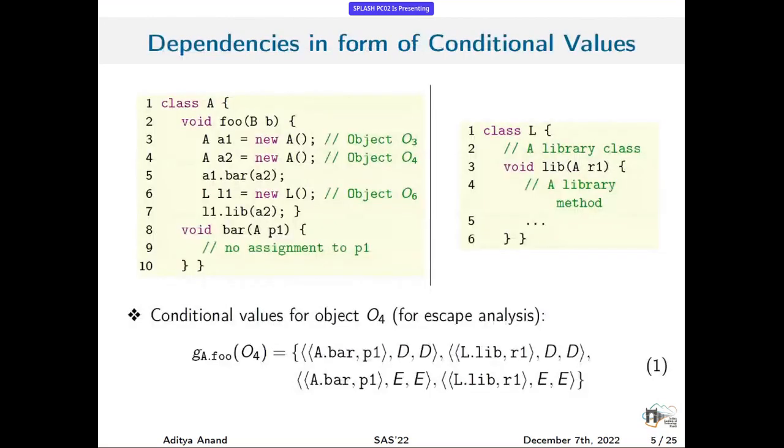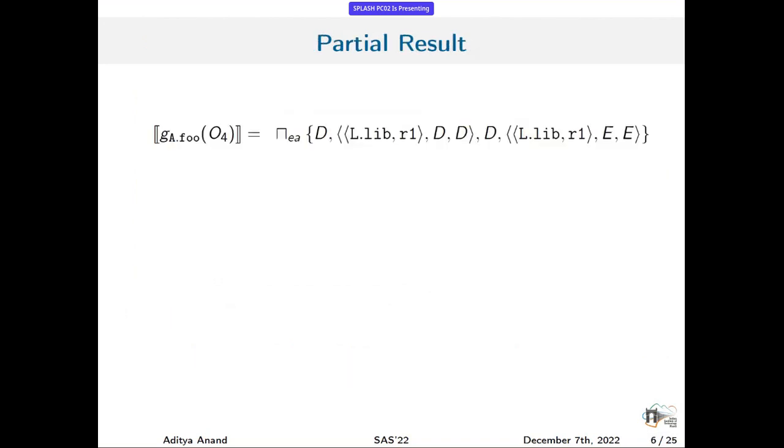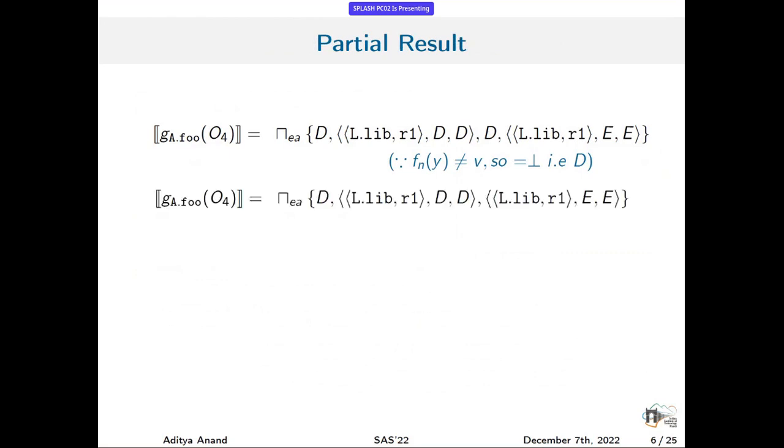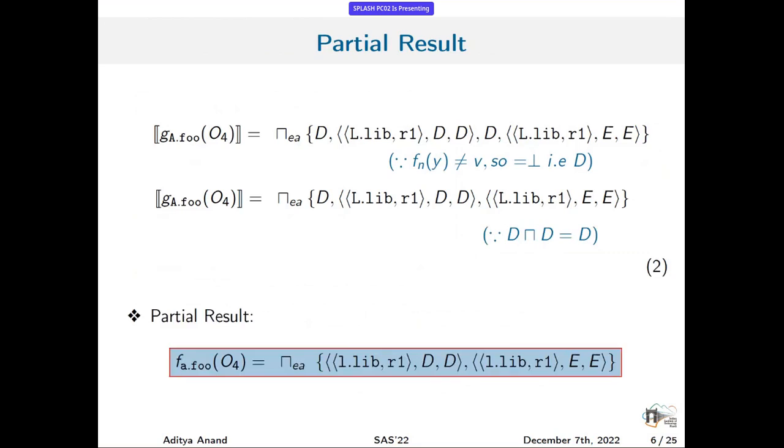Similarly, for the third dependency, since it has resolved to D, the condition comes out to be false. So we can take the bottom of the lattice, which will be D again, and resolve the third dependency as D as well. On further simplification, we get the final partial result, in which we observe that we have dependencies just on the library methods.